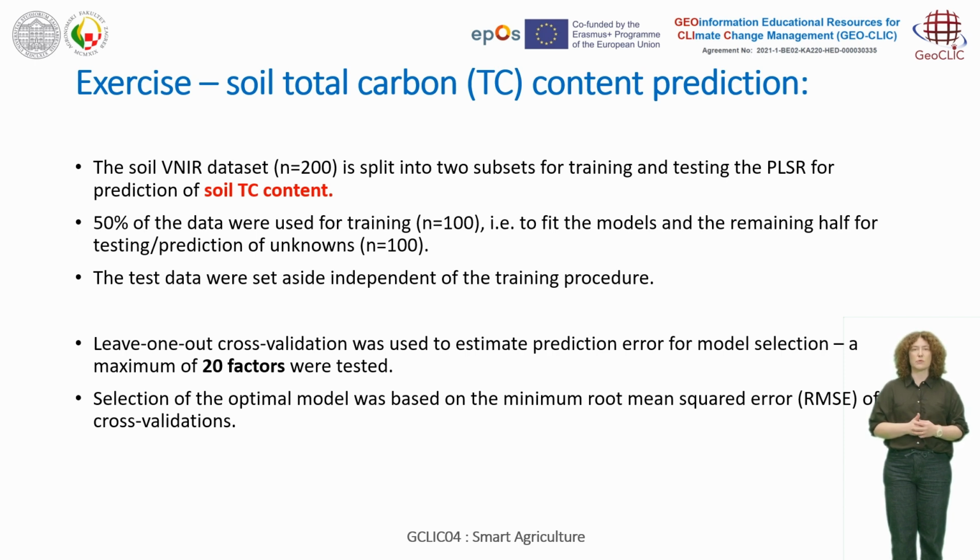We use leave-one-out cross-validation to estimate prediction error of model selection, and the maximum number of factors is 20. We use it for testing, and then we will probably reduce this number of factors when we do PCA and when we find the optimal model, evaluating the root mean square error. It should be the least one, and when we find it, we then select the optimal number of factors for the model.